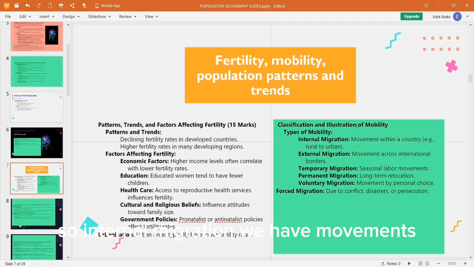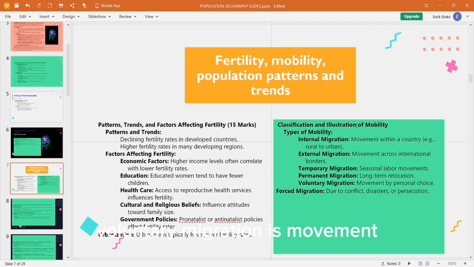So internal migration includes movements within a country, for example, rural to urban. That is internal migration within a country. External migration is across international borders, for example, from one country to another. Temporal migration, you just move seasonally. For example, you visit your cousins for 2 weeks, come back. Permanent migration is long term. You may go, you buy a piece of land, you settle.